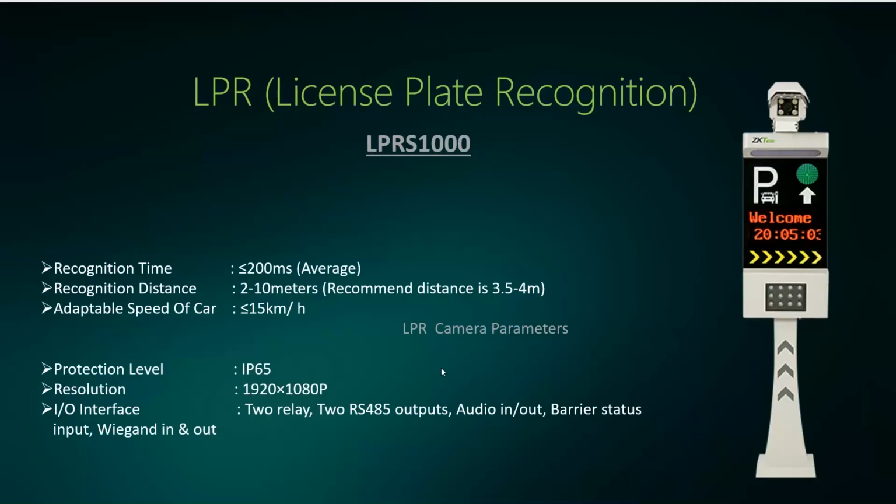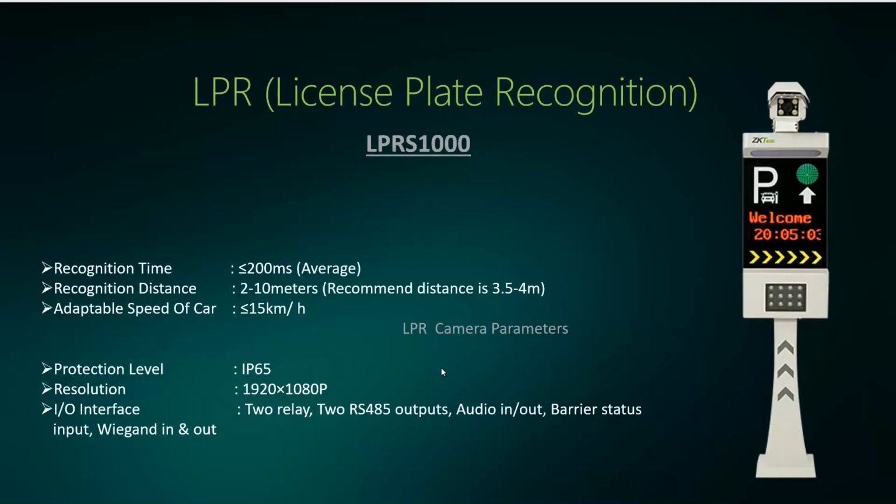Cool. So the first one is the license plate recognition one. So this is pretty cool. You can use this in conjunction with their boom gates and the UHF systems. I'll show you how that works in the next slide. But just to give you a quick idea of what this is, the recognition time is under 200 milliseconds, so it's pretty fast. The recognition distance is about 2 to 10 meters.